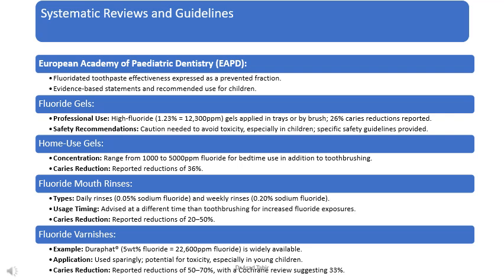Fluoride varnishes. Example. Duraphat contains 5 wt% fluoride, 600 ppm. Application. Use sparingly due to potential toxicity, especially in kids. Cavities reduction. They decrease cavities by 50 to 70%, according to studies.